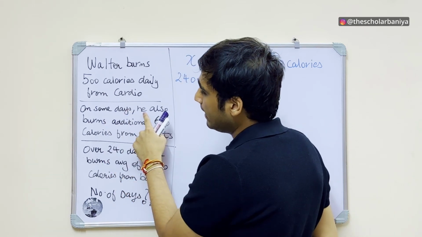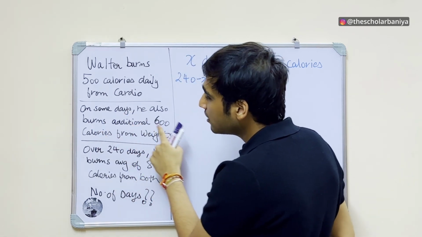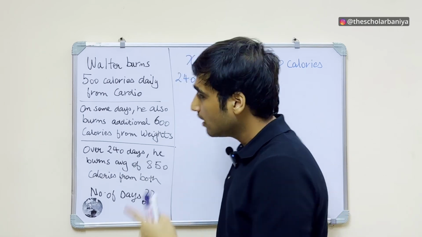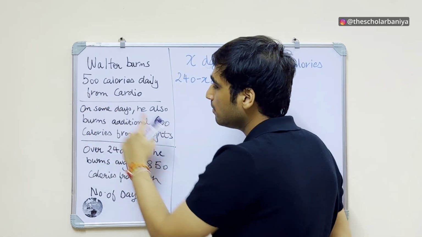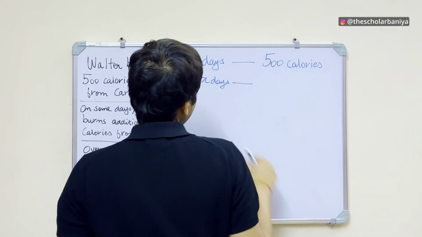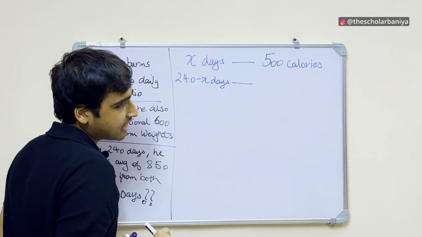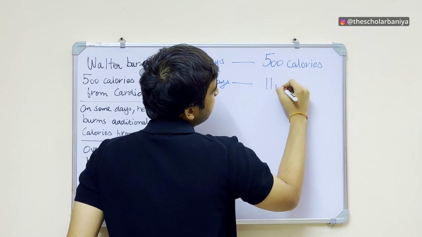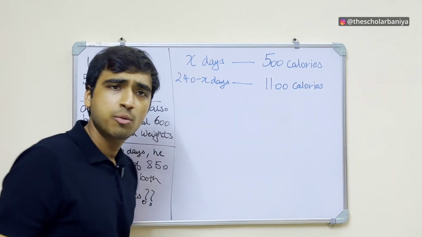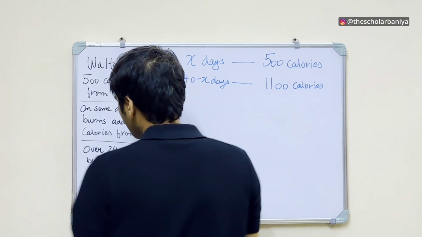So on the remaining days, he burns additional 600. So he's burning 500, but additional, he burns 600. So total he burns how many? 1100 calories on some few days. So that means on the remaining 240 minus X days, he burns how many? 1100 calories. I hope this should be pretty chill.